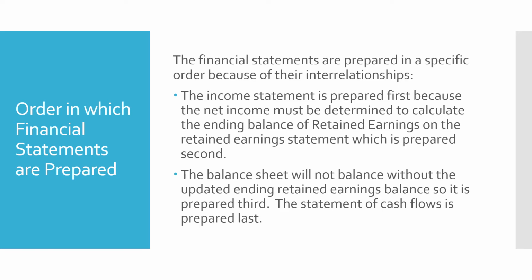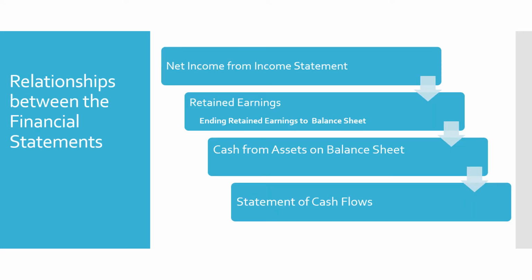So we calculate net income on the income statement first. It feeds into the statement of retained earnings, where we calculate the ending retained earnings balance, which is needed to make our balance sheet balance. Cash from the assets section on the balance sheet feeds into our statement of cash flows. We're not going to worry about the statement of cash flows in this presentation. We're going to be focusing on the income statement, statement of retained earnings, and balance sheet.